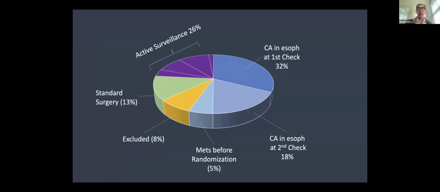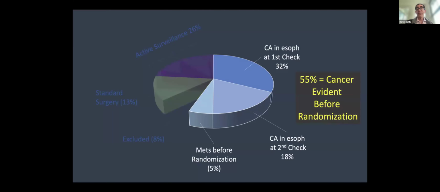And so if you divide all the patients up and put them into a pie chart, you can get rid of the people who were excluded for sort of technical reasons. 55% of patients had viable cancer before they could get randomized, before they made it to the point of being assigned to one of the 2 groups. About a third at each checkpoint, and then 5% had systemic mets during this evaluation.